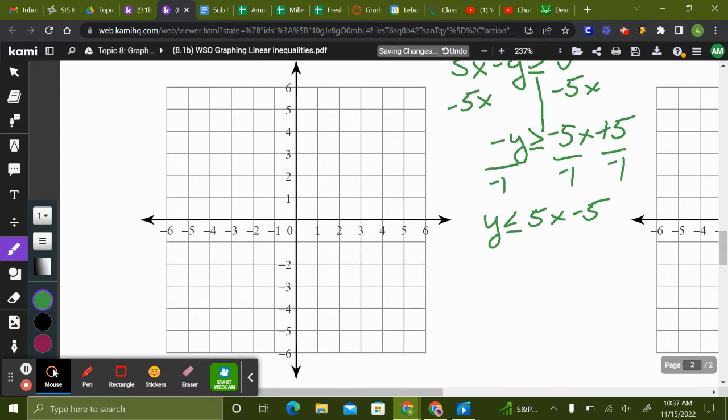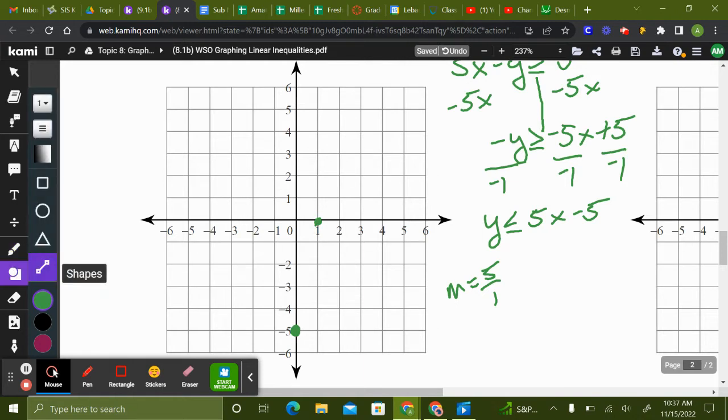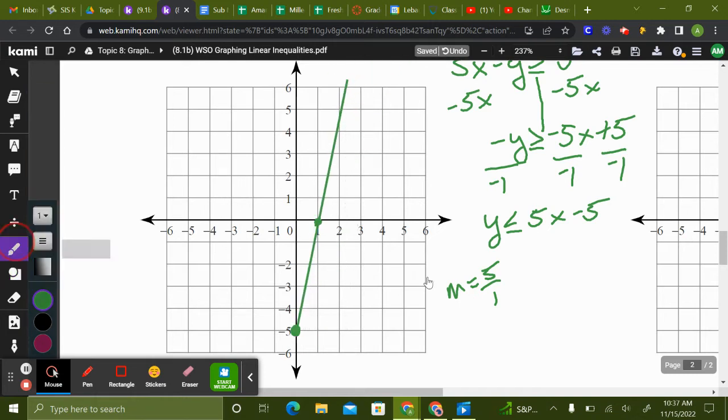To graph this, I'm going to go ahead and go to -5. And then my slope here is 5 over 1. So I'm going to go up 5. 1, 2, 3, 4, 5 over 1. And is this going to be a solid or a dashed line? It is an or equal to, so that means it's going to be a solid line. Make sure you're using a straight edge, filling up the whole space.